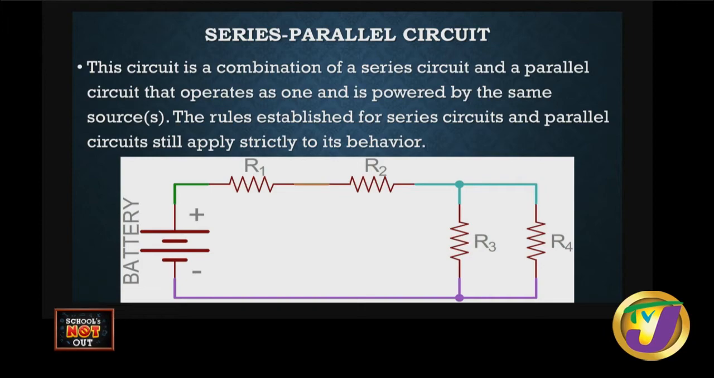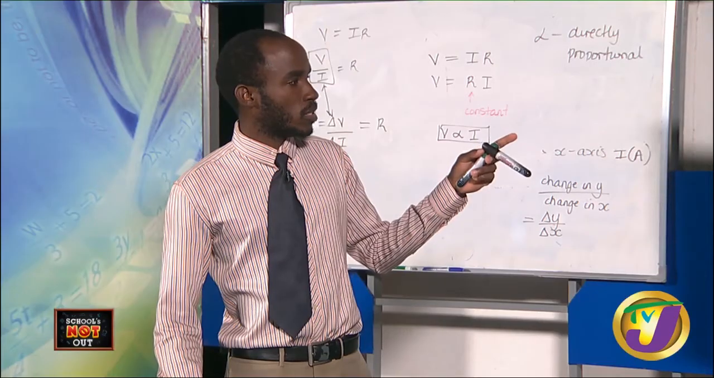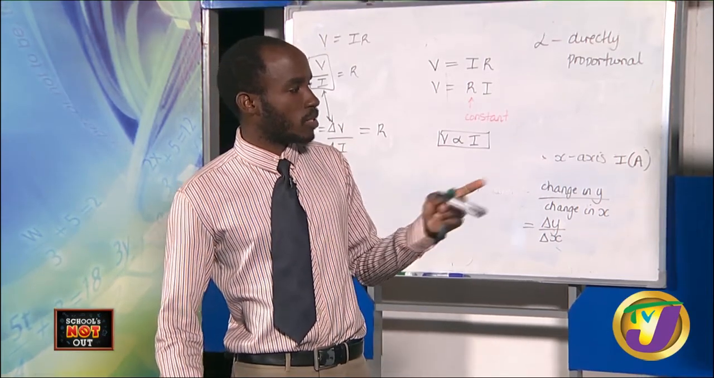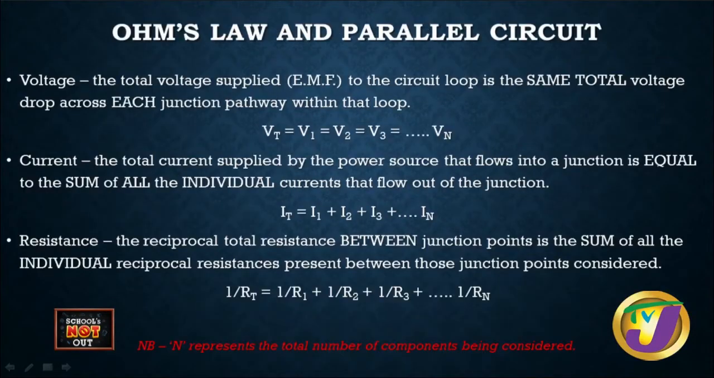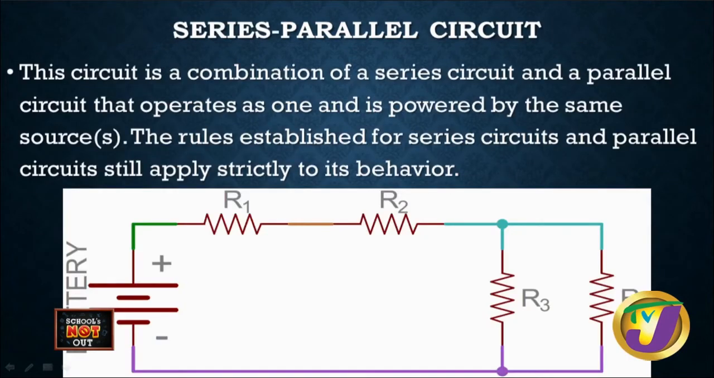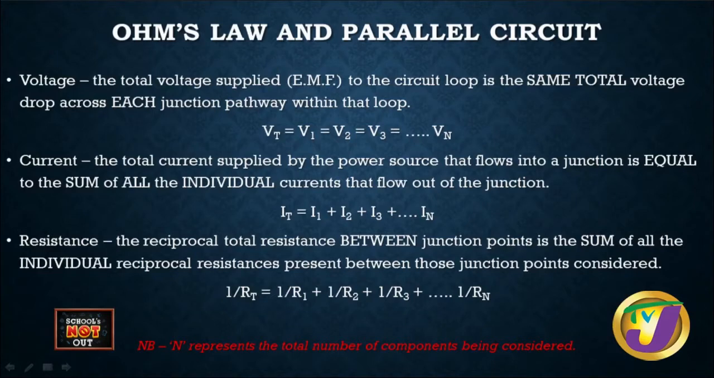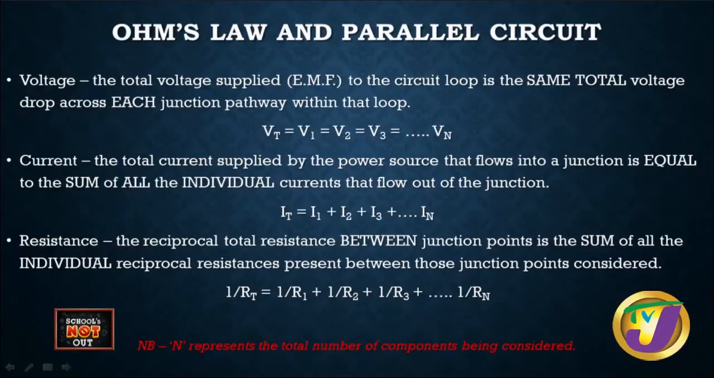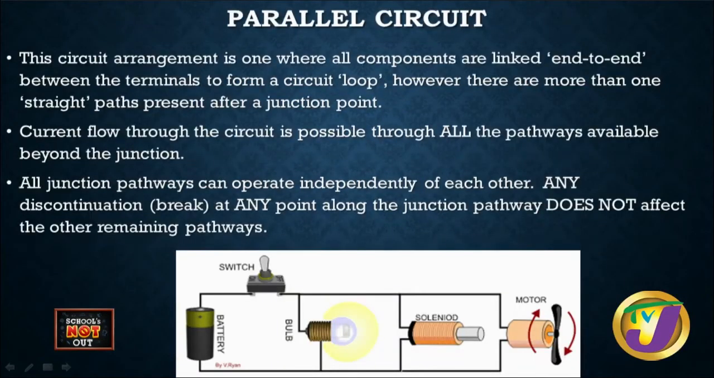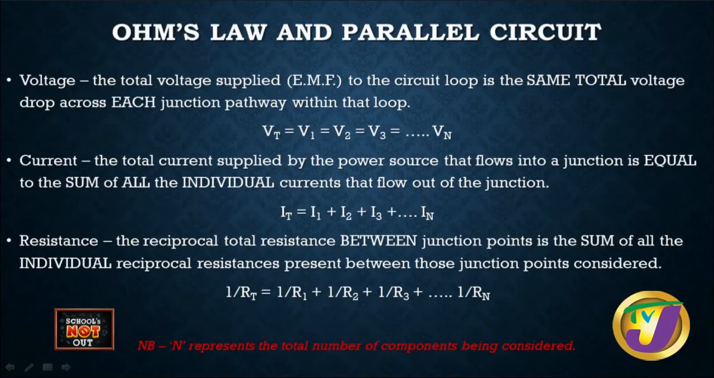So just a quick recap, voltage here. For series, you add the voltages of the components, current is the same, resistances are added. For parallel, the voltage across each component in the junction is the same. Current is not, it is the sum of them, and the resistances are the reciprocal. All right? So for the parallel, the voltage provided by the battery is the same voltage across the bulb, the solenoid, the motor. Remember that.